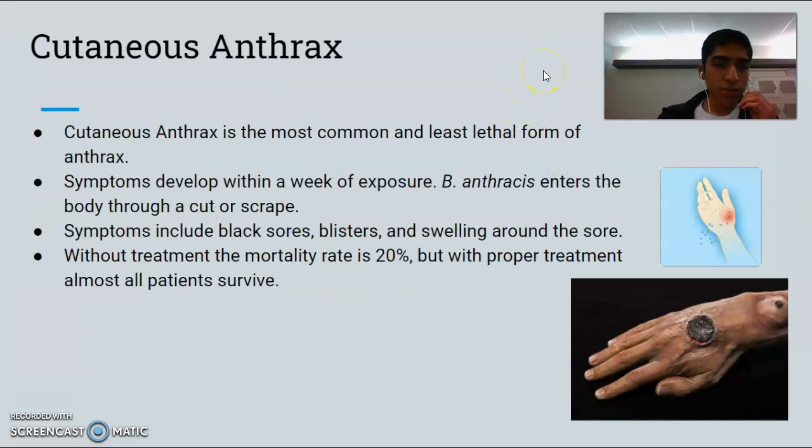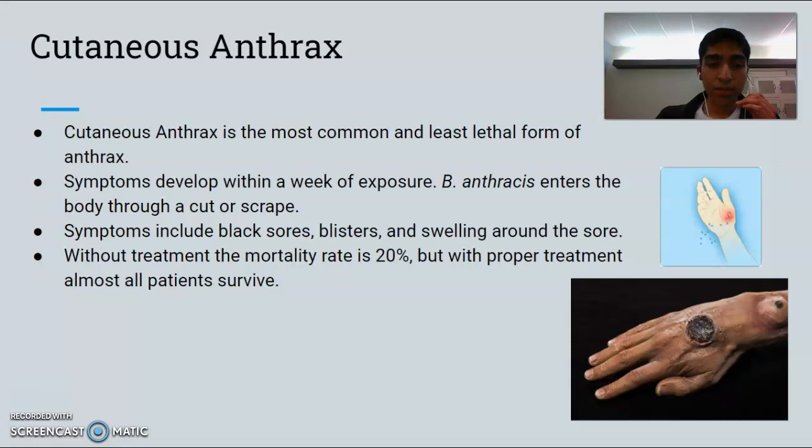So cutaneous anthrax is an infection in the skin. It is the most common form of anthrax and the least lethal. The infection occurs when spores enter the body through an opening in the skin, and symptoms usually develop within a week, which is usually the same for all four types of anthrax.